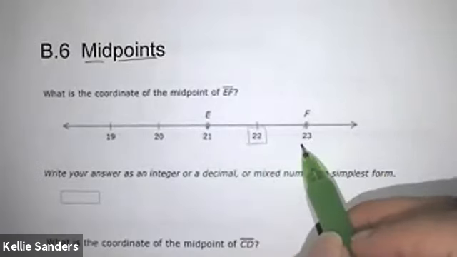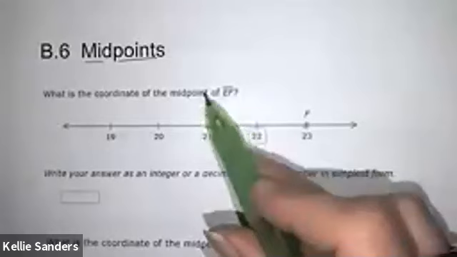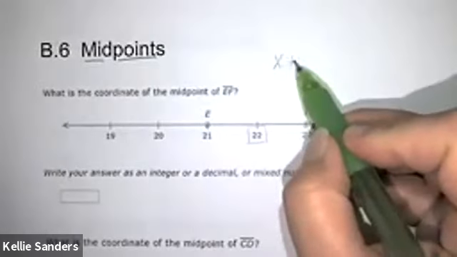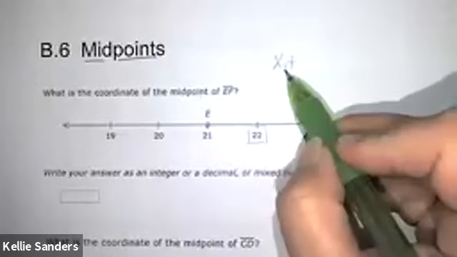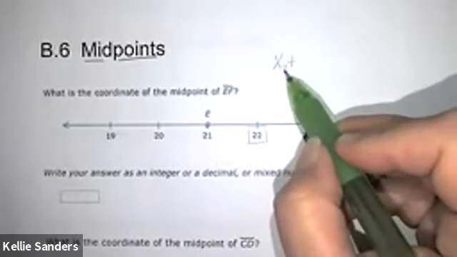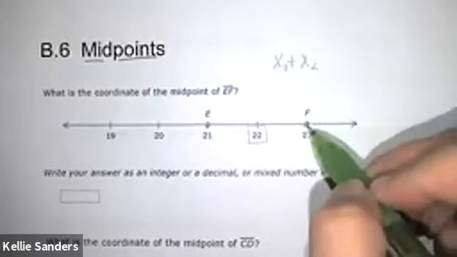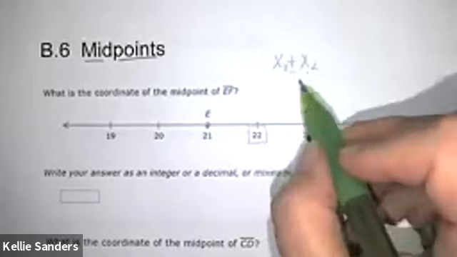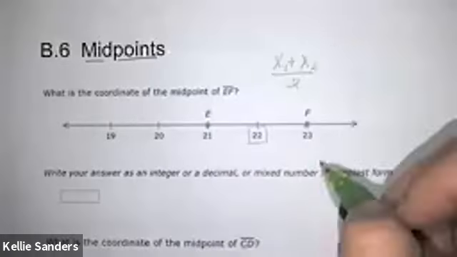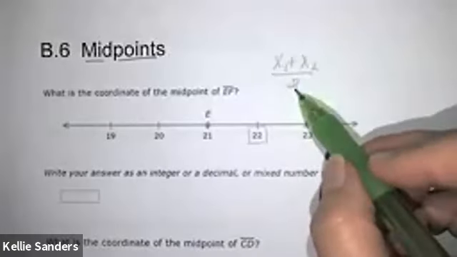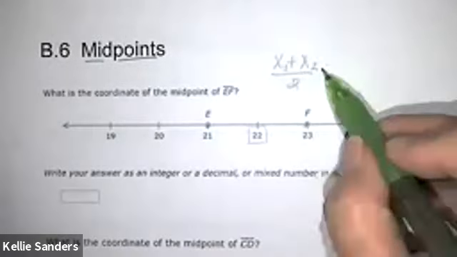But let's say that these numbers are a little bit harder. What would you do to be able to find the midpoint? You would take one endpoint, take the other endpoint, add them up, and divide by 2. And if you add up and divide by 2, then you're finding the number that's in the middle of those two numbers.